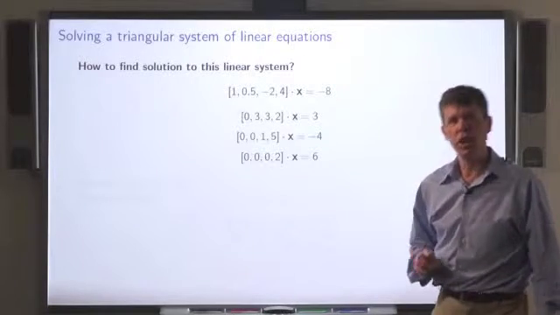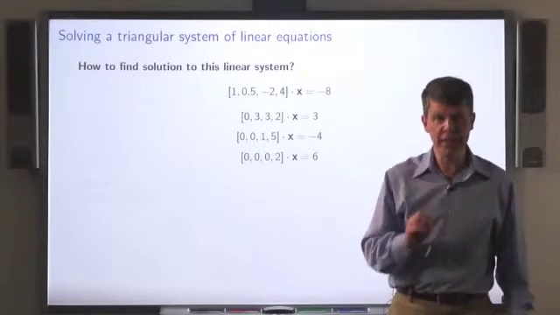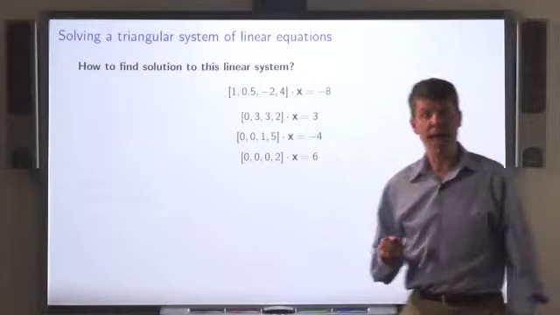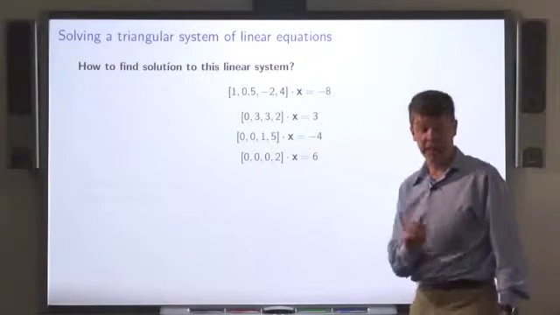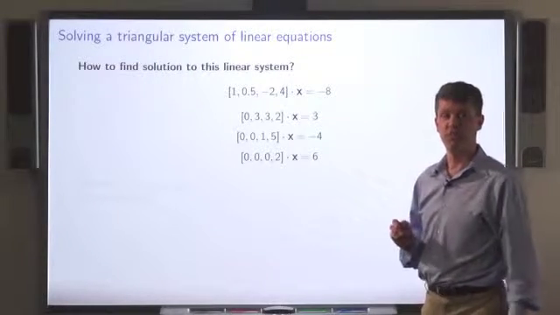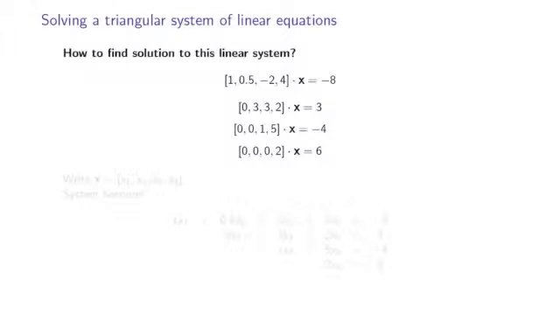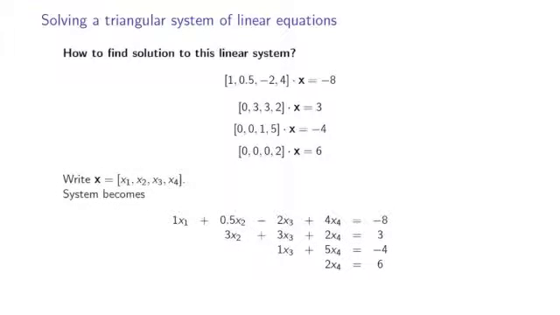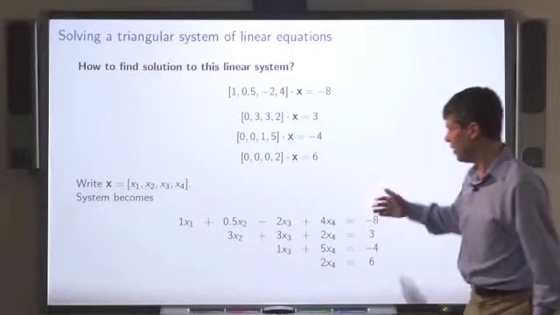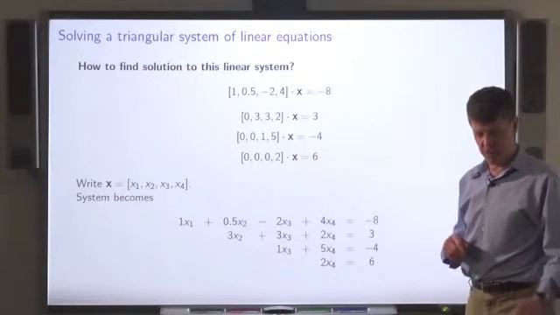Now we introduce a technique for computing the answer to a linear system that works only if the linear system has a very special form. It's called a triangular system. Here's an example. To solve this, let's rewrite x as the vector of x1, x2, x3, and x4. Then the system looks like this. How would we solve this system?